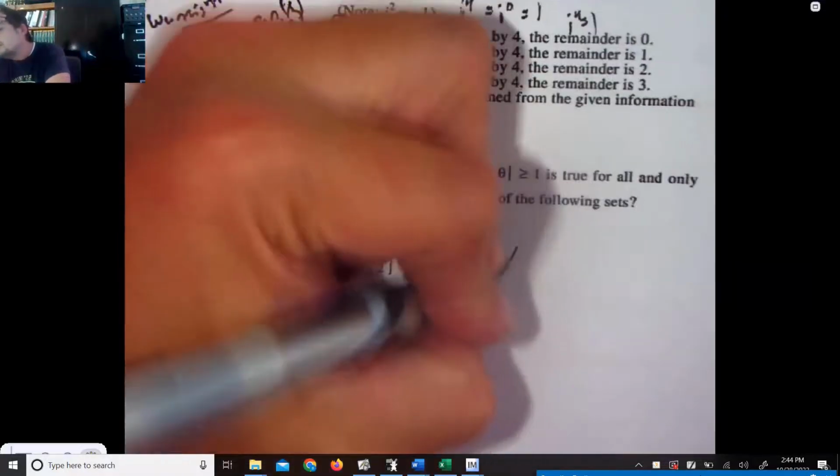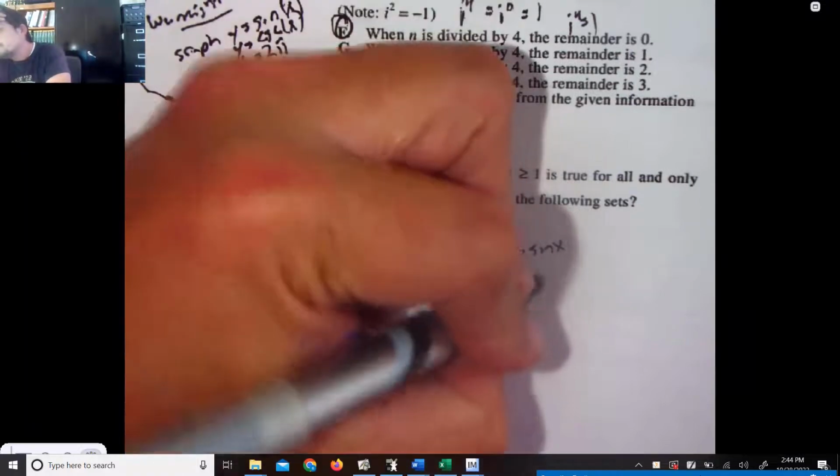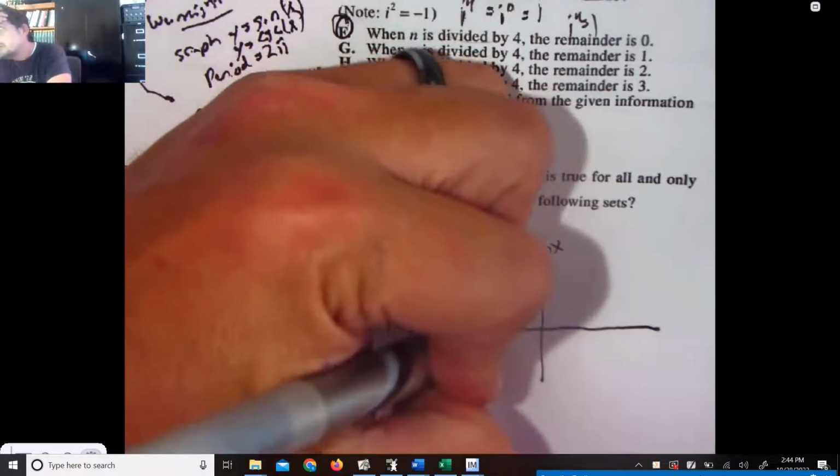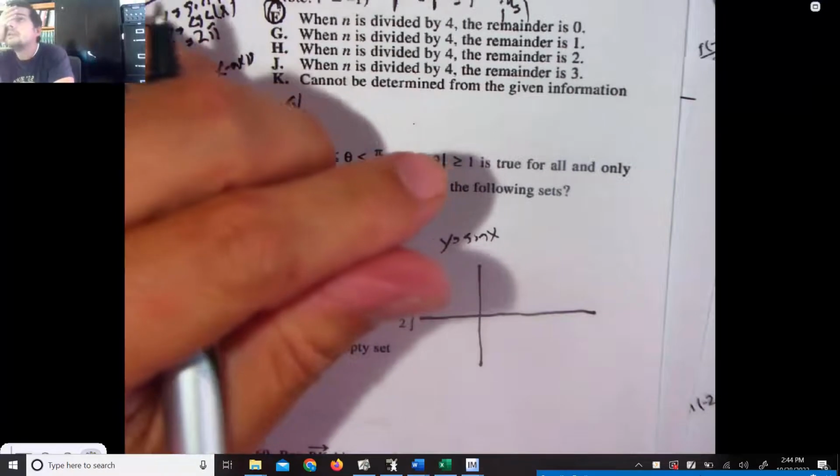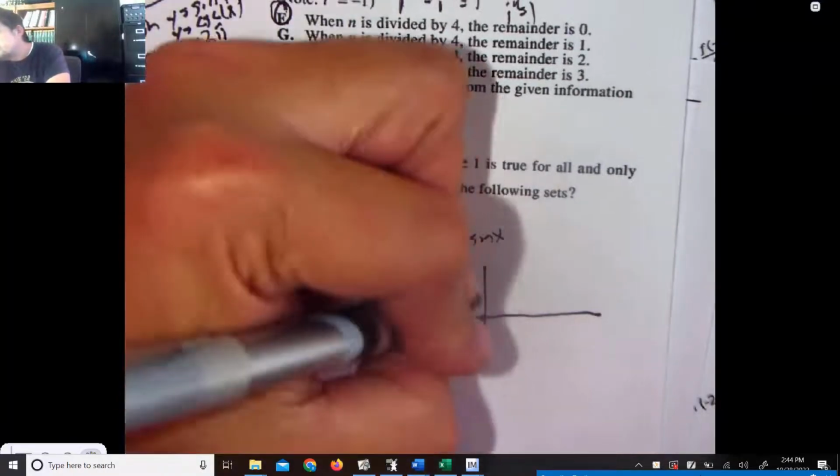Let's see here. y equals sine of x. Sine of 0 is 0. I had to think of my starting point here.